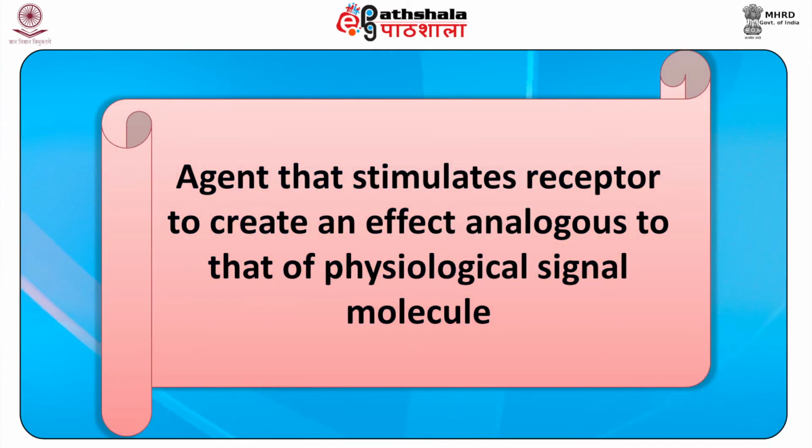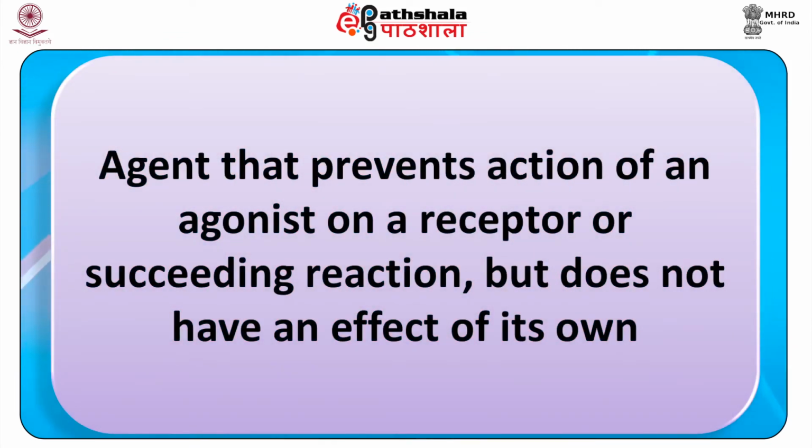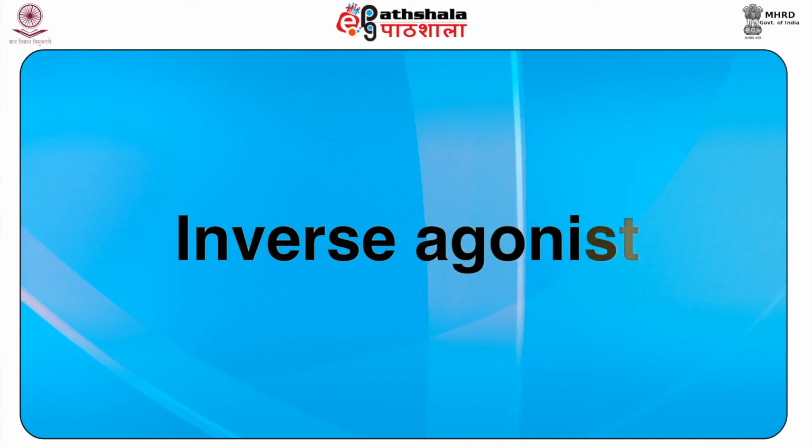First, agonist: an agent that stimulates the receptor to create an effect analogous to that of the physiological signal molecule. Example, muscarine and nicotine. Next is antagonist: an agent that prevents the action of an agonist on a receptor or the succeeding reaction, but does not have an effect of its own. Example, atropine. Next is inverse agonist: an agent which turns on receptors to produce an effect in the reverse direction to that of the agonist.